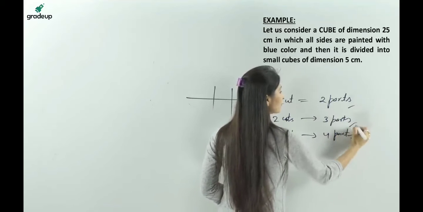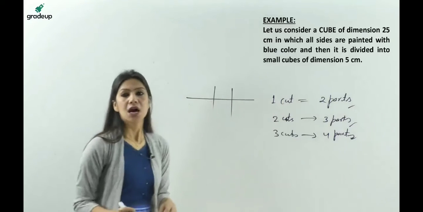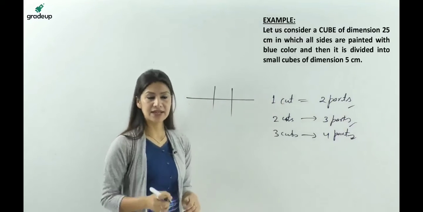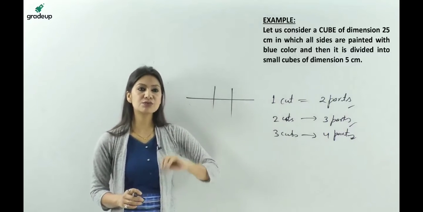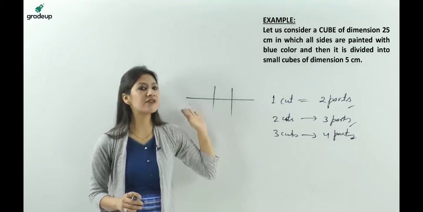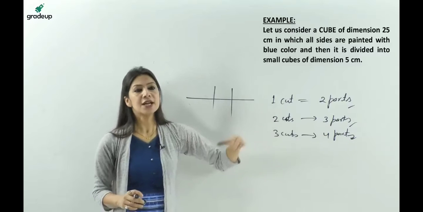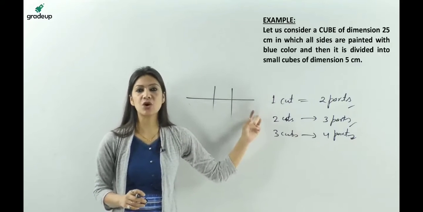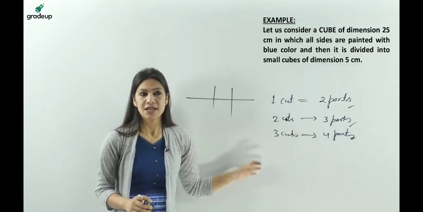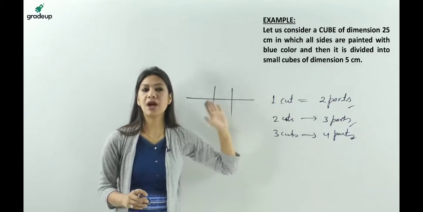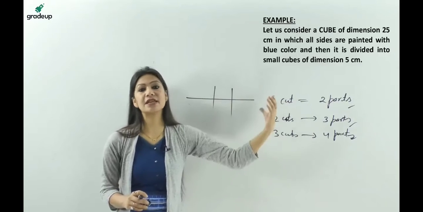So with the help of this example, we have one simple point in our mind: whenever we are converting a straight line into a number of parts, or a cube into a number of small cubes, the number of cuts is always 1 less than the total number of parts. Is that clear to you, right? If the cuts are 9, definitely there will be 10 parts.